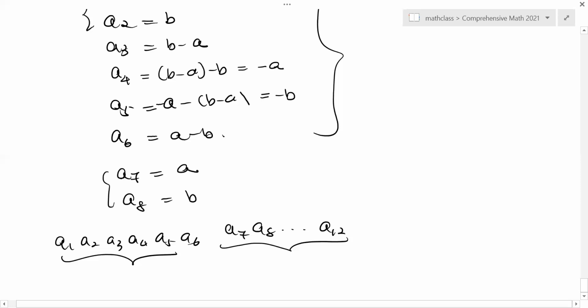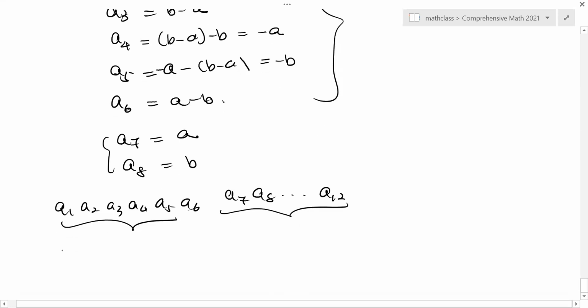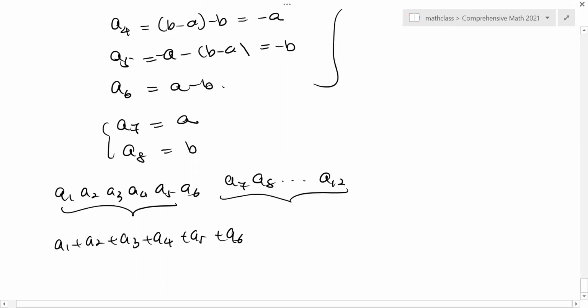Any ideas? So what you should do first of all is add all those together, to see what you can get. You find out they're all equal to 0, because it's A plus B minus A plus negative A plus negative B plus A minus B, that's 1, 2, 3, 4, 5, 6 terms. And you will see that this is going to be 0.